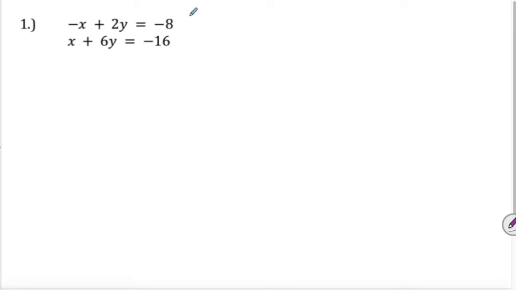So here are our equations. They are set up in standard form. Negative x plus 2y equals negative 8, and x plus 6y equals negative 16. So just as if I asked you to add 426 plus 234, you would add the numbers in the like columns. That's what we're going to do here. We're going to add these up.